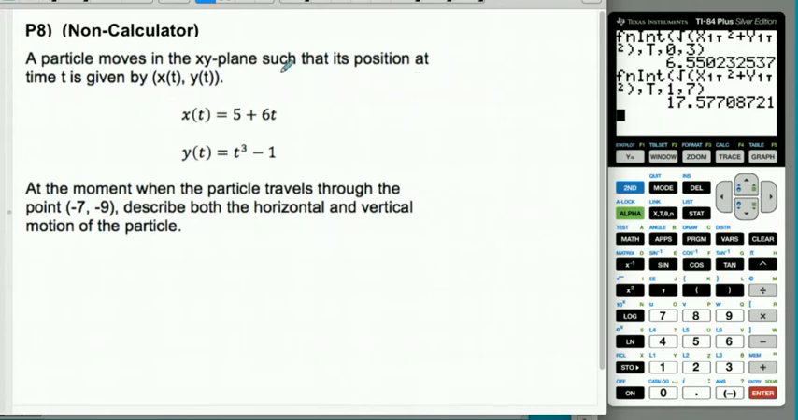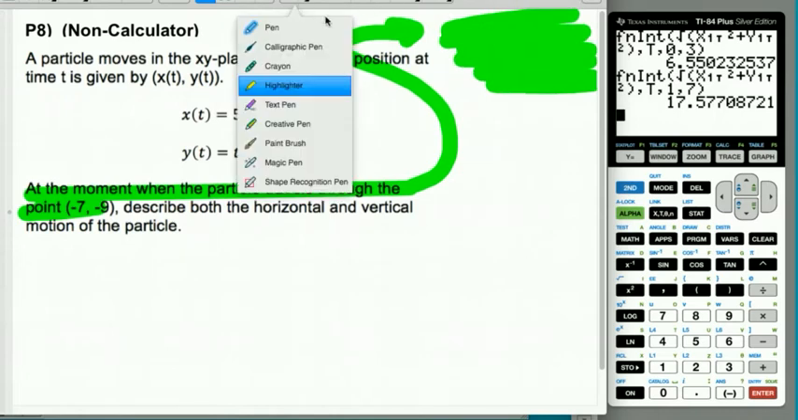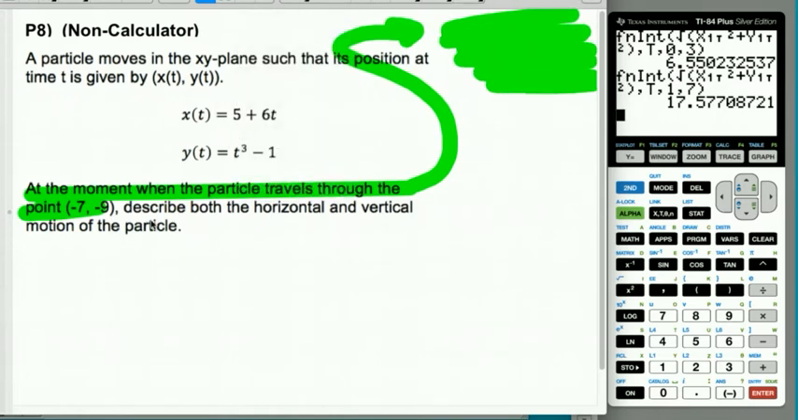So same question, same concept. At the moment when the position of the particle is negative 7, 9, we might as well just go ahead and find that time first, right? So you want to find the time they're talking about. So if I plug in negative 7 equals 5 plus 6t, that's a negative 12 is 6t. I get t is negative 2. And I can solve the other one, but I'm going to get the same answer, right?